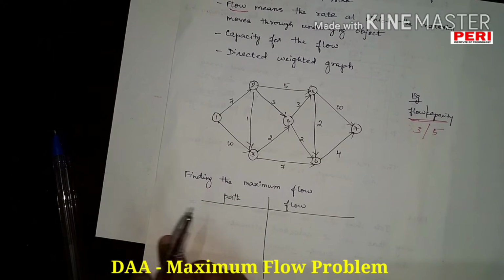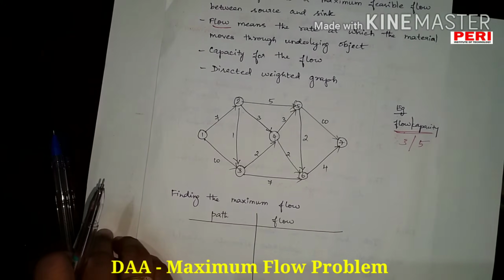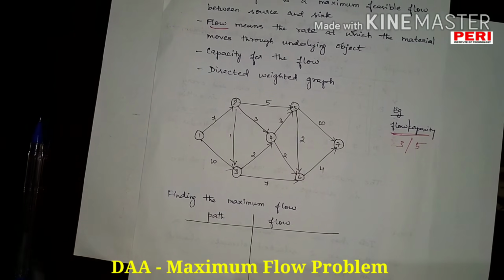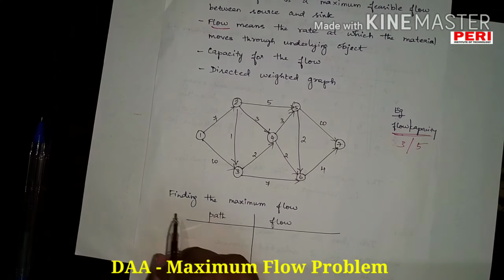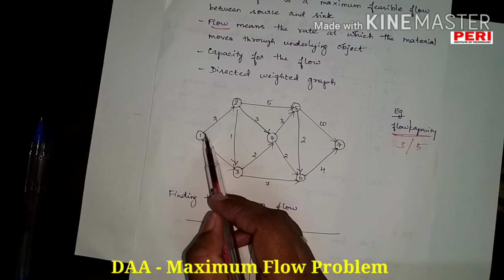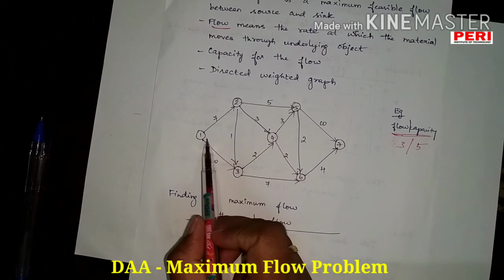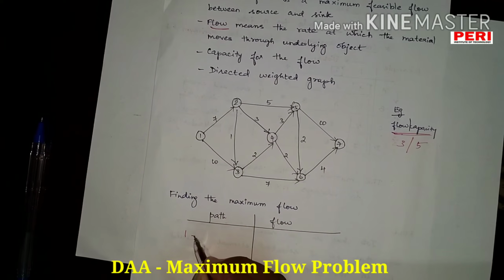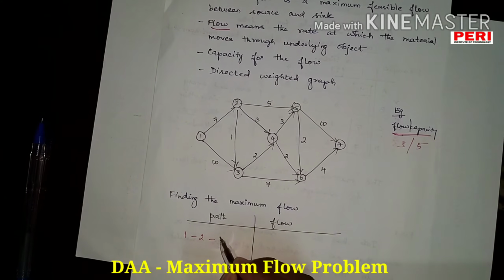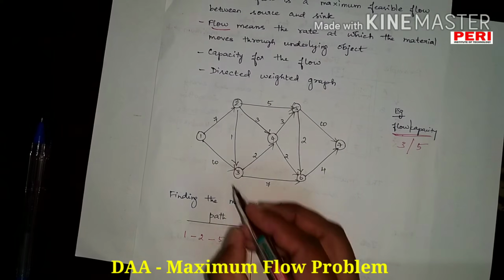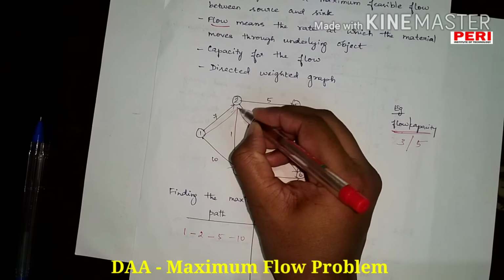First you can consider any path from source to sink. It is not guaranteed that only this particular path you can take. It is your wish. You can take any path from source to sink for your calculation. Say for example, I am going to take the path 1 to 2, 2 to 5 and 5 to 7 to reach my destination. So I am choosing this path.